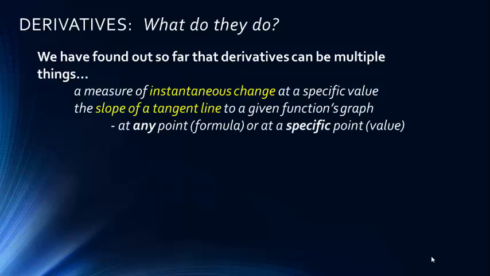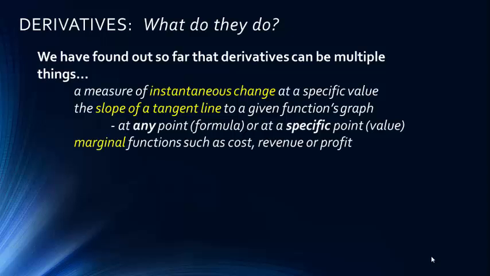Also remember that a derivative is the slope of a tangent line to a given function's graph. Now all this means is that the derivative is the slope at a point. In algebra, we learned slopes between 2 points, which gives us average rates of change. Derivatives give us the slope at a point, or an instant rate of change.